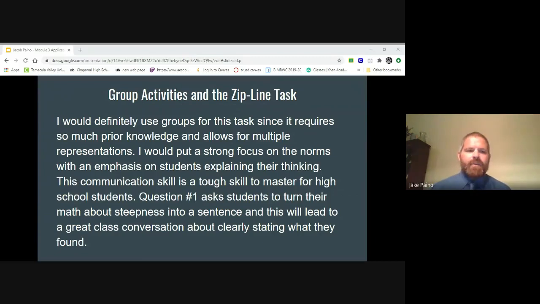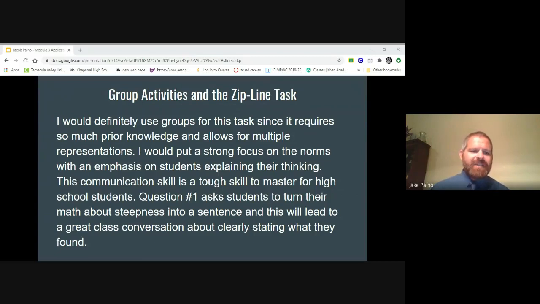I would put a strong focus on the norms, with the emphasis on students explaining their thinking. As soon as they have an idea of how to approach a question in the task, make sure they're explaining their thinking. This is a skill that kids need to work on. Just looking at question 1 in the task, ask students to turn and talk about the steepness of the line and turn their math into a sentence. So they have to explain their thinking.